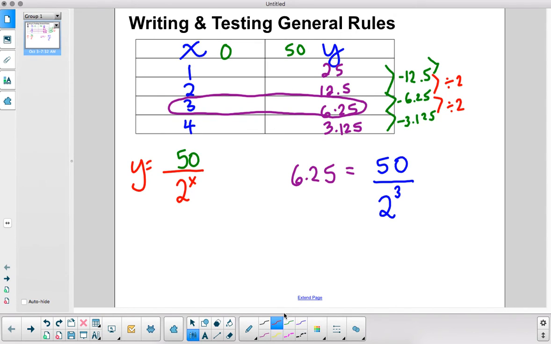And you can also think about it the other way around. When x is 3, y should be 6.25. So let's test that out. So 6.25 and 2 times 2 times 2 is just 8. So if you type that in your calculator, 50 divided by 8, that gives us 6.25. So I've just tested my general rule using a value from my table. Now I know I've got the right general rule.